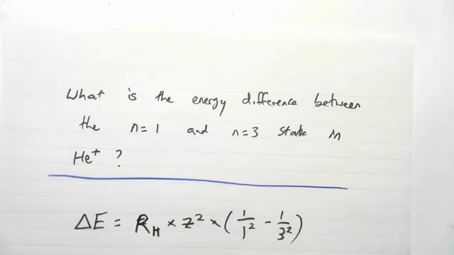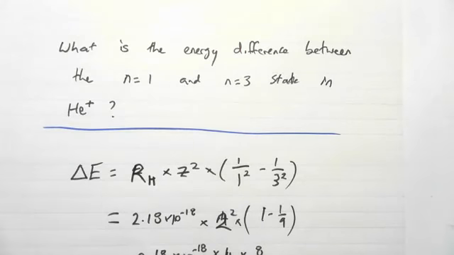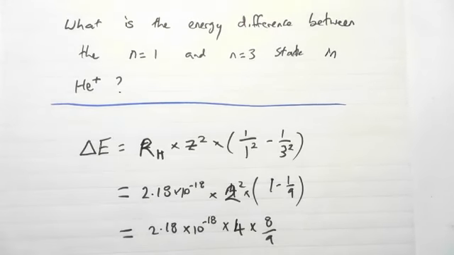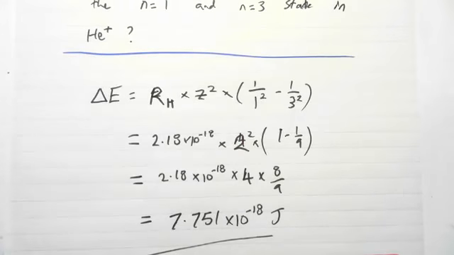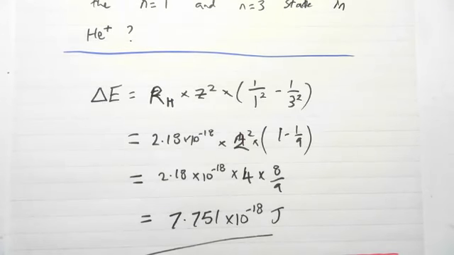So that's 2.18 times 10 to the minus 18 times 2 squared, which is 4, times 1 minus 1 on 9, which is 8 on 9, times the Rydberg constant, which is 7.751 times 10 to the minus 18 joules. So that's the energy difference between n equals 1 and n equals 3 for helium plus.